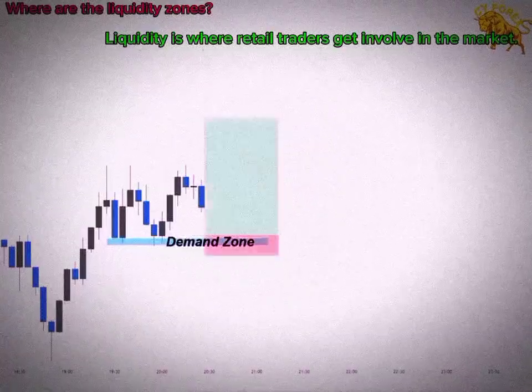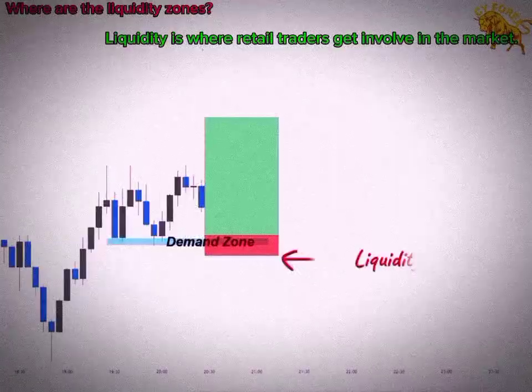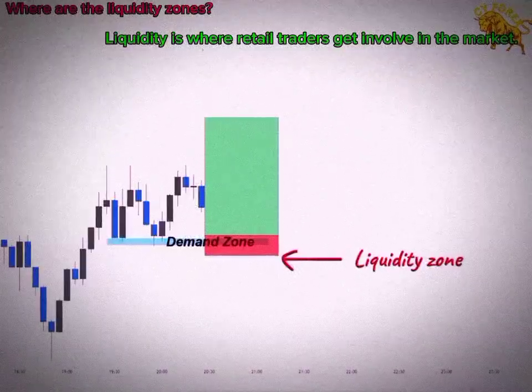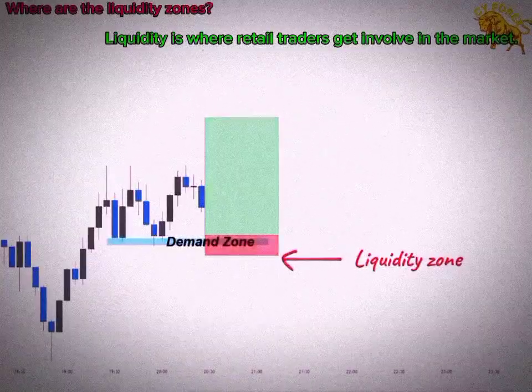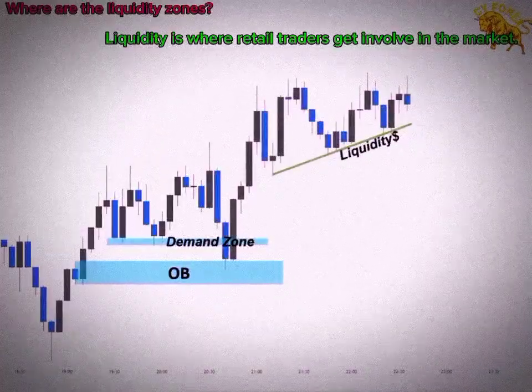So if they place buying orders here, their stop losses are sells. Hence, the liquidity zone is below this demand zone and the condition is ready for the company to grab the liquidity, and then the price makes a sharp move to the upside.